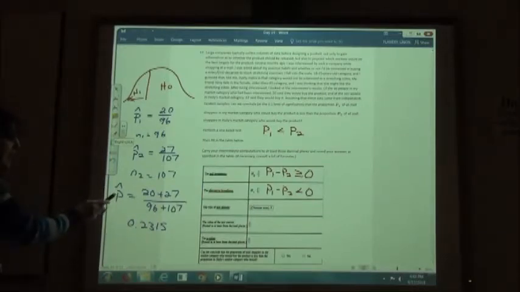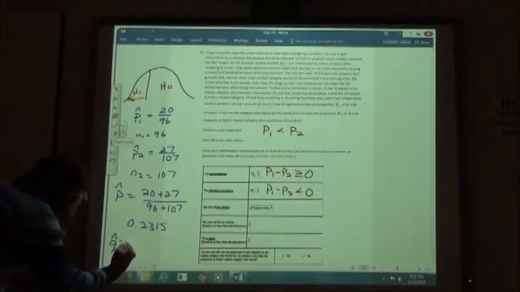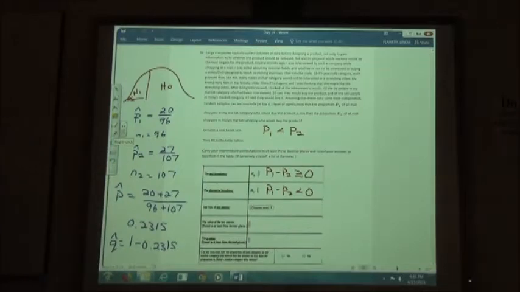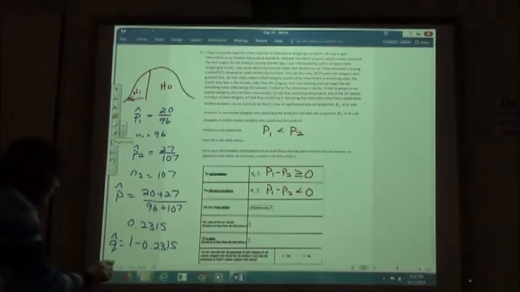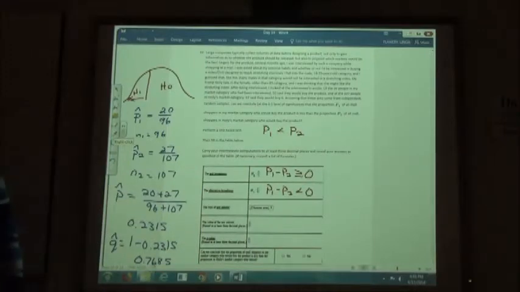All right. P hat is 0.2315, which means Q hat is 1 minus that number. So if we do 1 minus 0.2315, we get 0.7685. Now that we have all those numbers, we can plug them into our formula to get our test value.